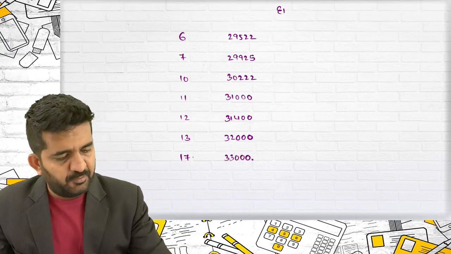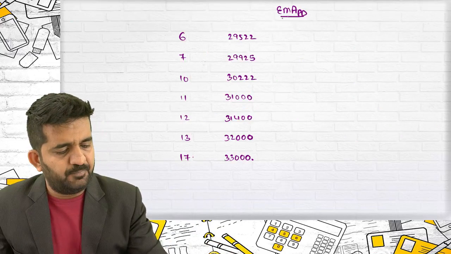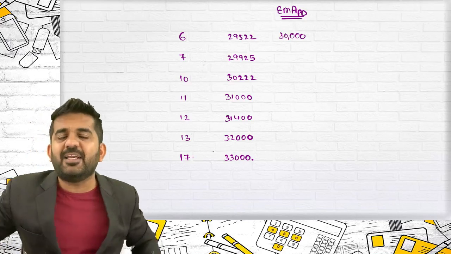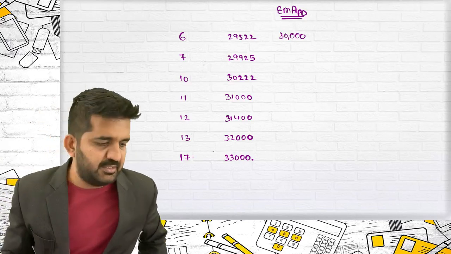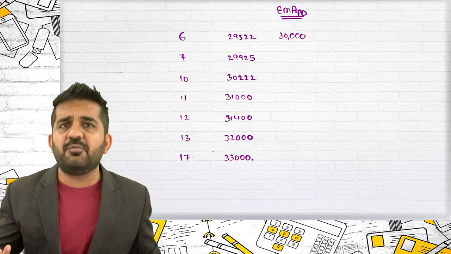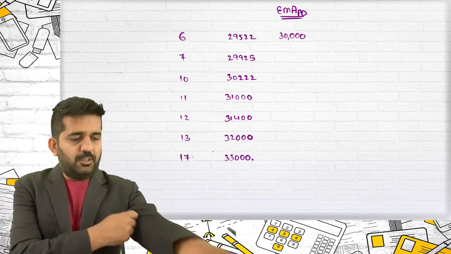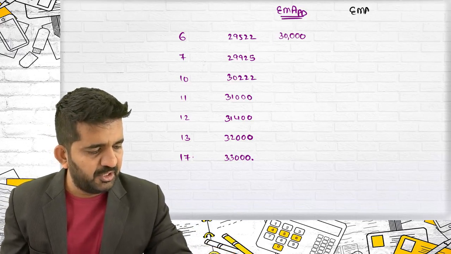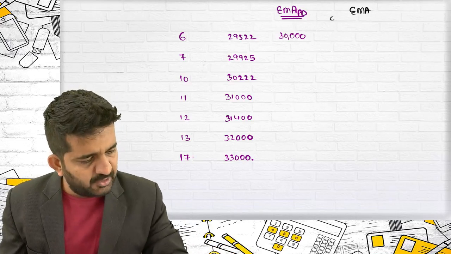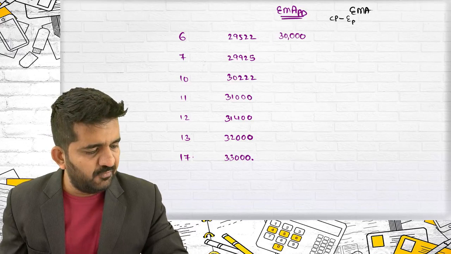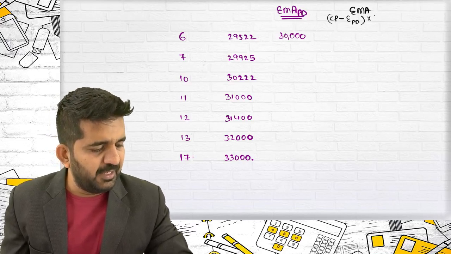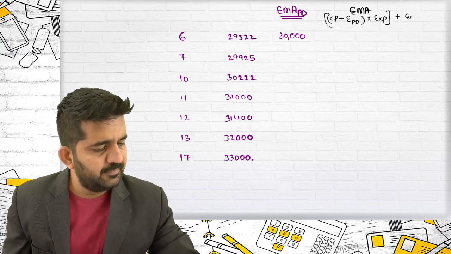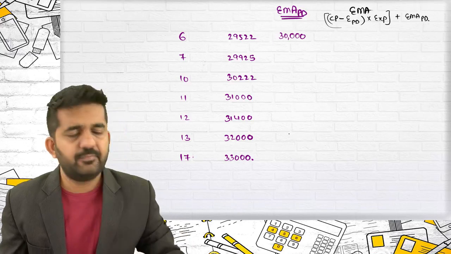In absence of information, what should be taken as EMA of previous day in first day? I can take a simple average, which is 30,000. In actual practical life, what should be taken is actual EMA of previous day. In this case, as it is a theoretical question, we need to take some previous day EMA, and that will be taken as 30,000. So current EMA, exponential moving average, will be nothing but closing price minus EMA of previous day multiplied by exponent, plus EMA of previous day.